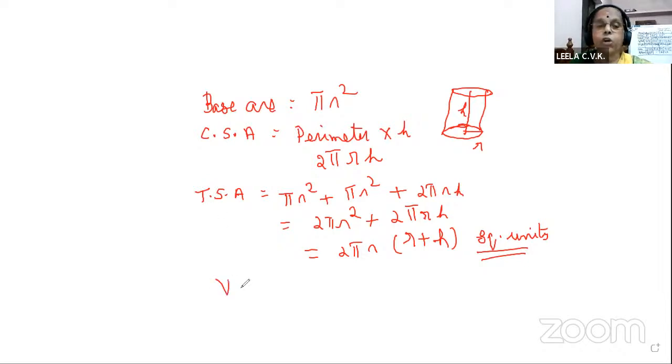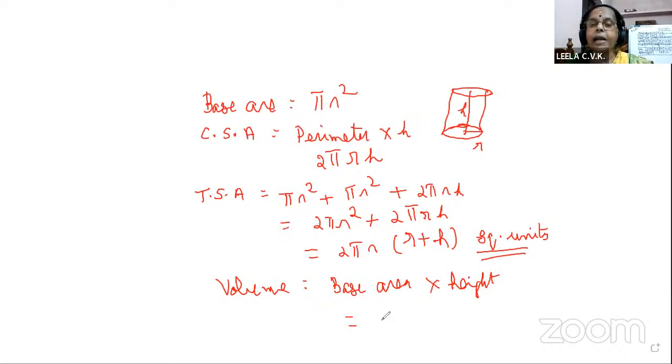Now, what is then? This one, volume. Volume also, I told you, one shortcut formula. Every time volume, it is base area into height. Only rare cases there is difference. Cone, there will be difference. Otherwise, it is the same. Volume is equal to base area into height.